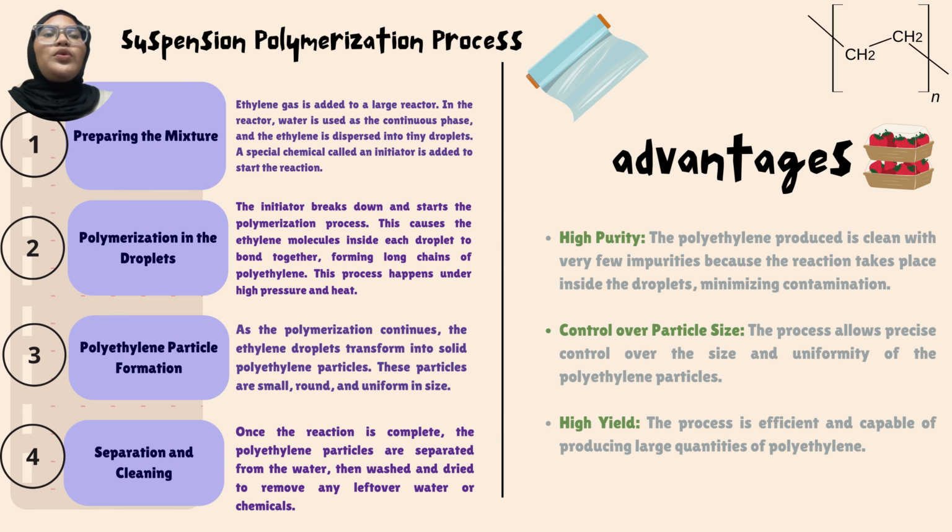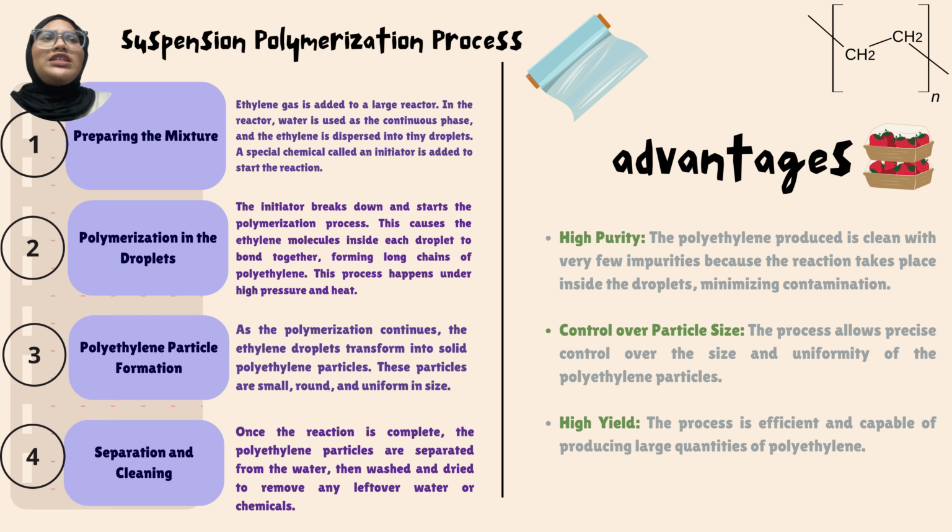Next is the suspension polymerization process. The first step is preparing the mixture. Ethylene gas is added to a large reactor. In the reactor, water is used as the continuous phase, and the ethylene is dispersed into tiny droplets. A special chemical called an initiator is added to start the reaction.